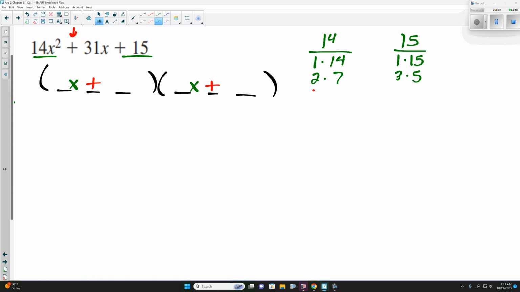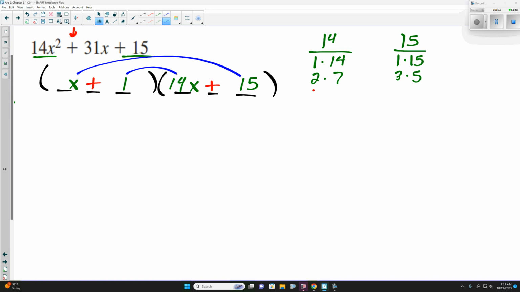Now, let one of y'all pick 1 and 14. I'm just going to put the 14 here. We'll put the 1 there. We just pick one of the factors, plug it in, because when we check it, it'll let us know if those are correct or not. 15. 3 and 5 or 1 and 15? I'm just going to plug them in like this here. Now the last step is to check.